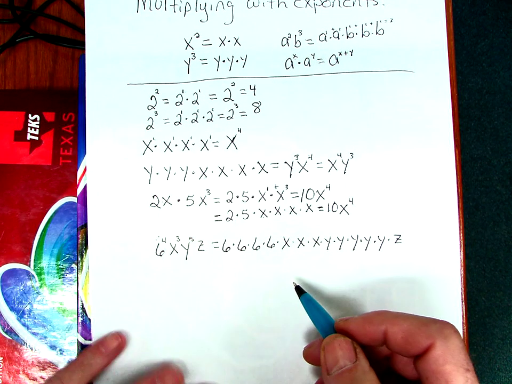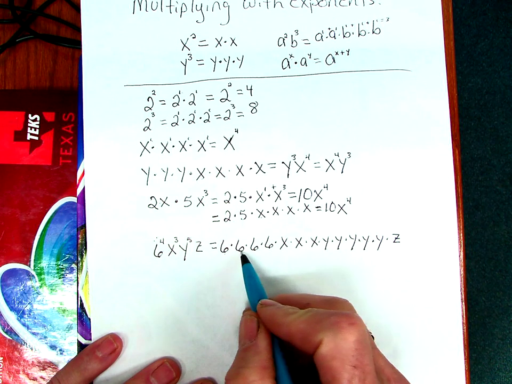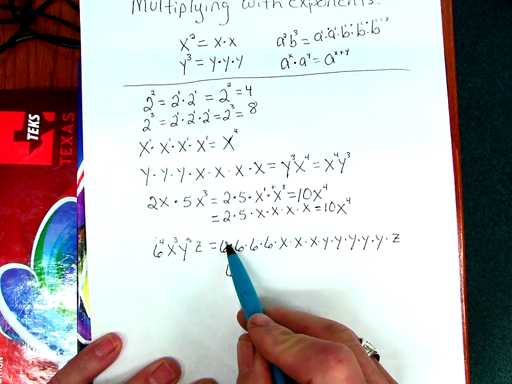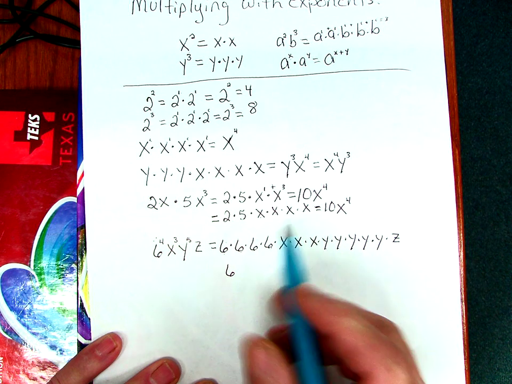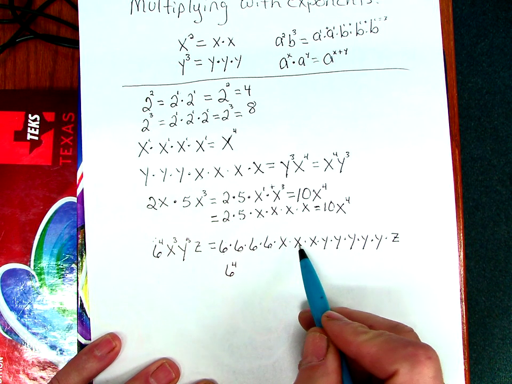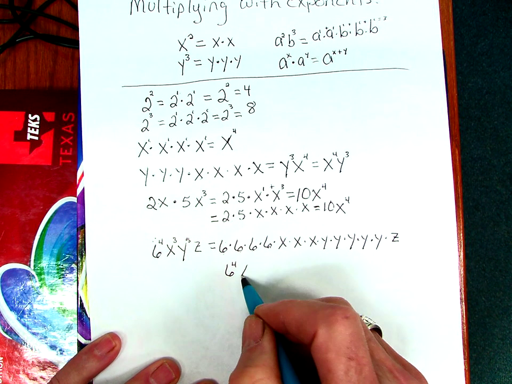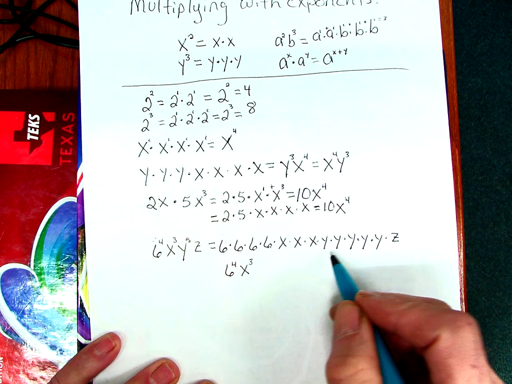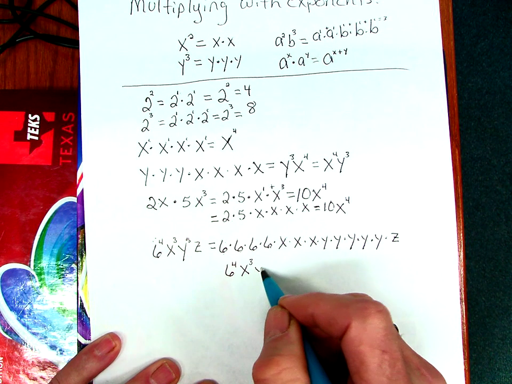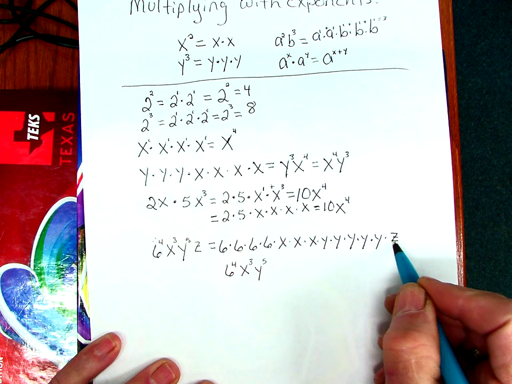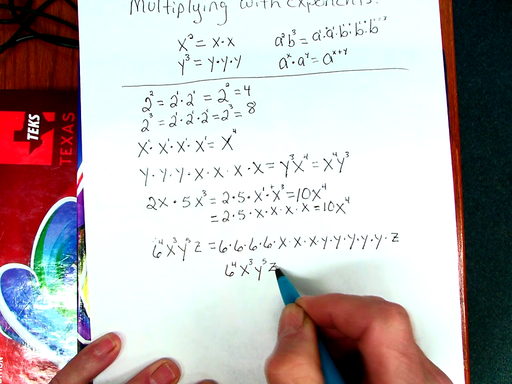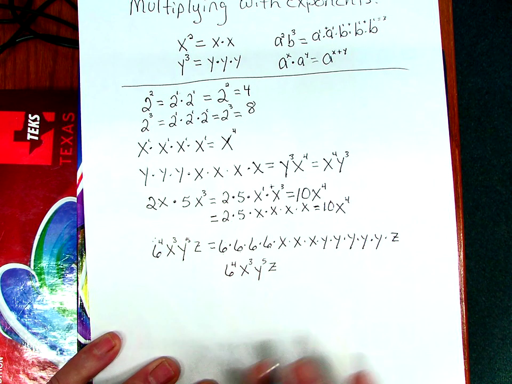Now to put all this back together, I have 6. That's my base. And the power is going to be 1, 2, 3, 4. 6 to the 4th. X's, 1, 2, 3. So x to the third. Y's, 1, 2, 3, 4, 5. Y to the fifth. And z's. Z to the first. And this is the way you would write z to the first.